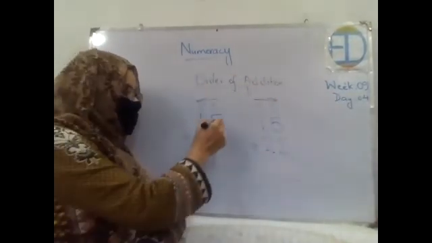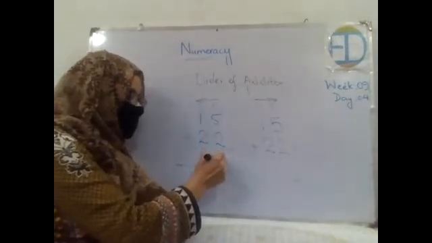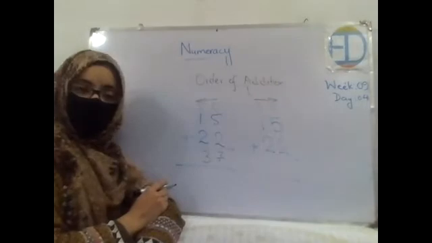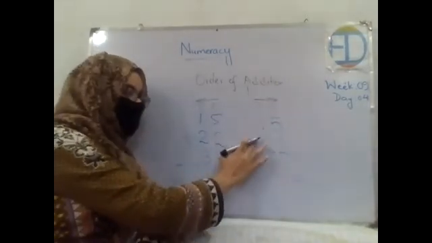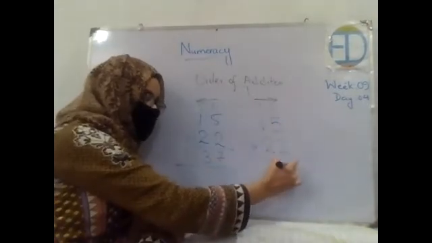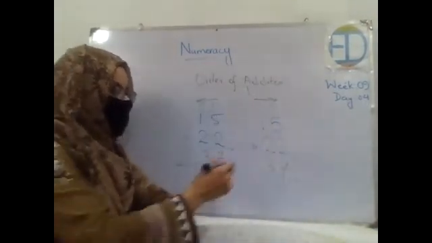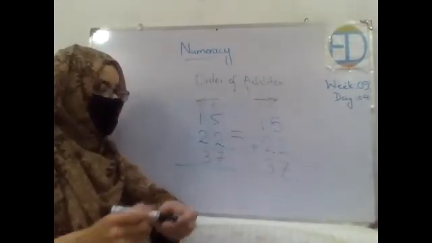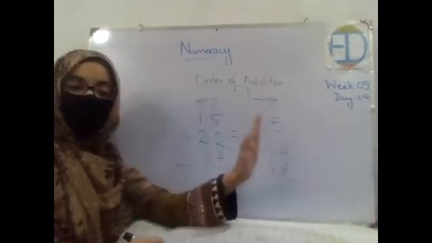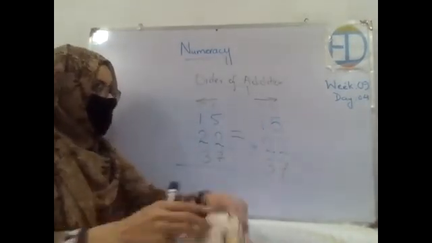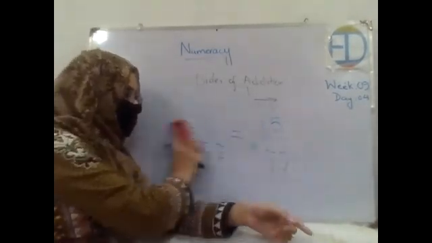Okay, so 5 plus 2 equals 7, and 1 plus 2 equals 3. The answer is 37. And this side we will start from tens column. So 1 plus 2 equals 3, and 5 plus 2 equals 7. So the answer is equals in both cases. Even if you start from this side or you start from this side, the order is same. Now look at the next question.